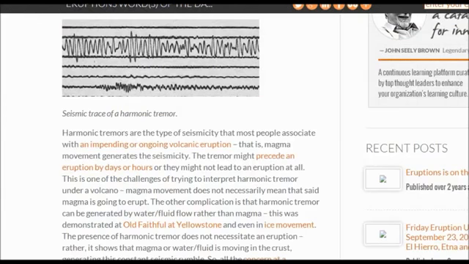Harmonic tremors are the type of seismicity that most people associate with an impending or ongoing volcanic eruption. That is, magma movement generates the seismicity. The tremor might precede an eruption by days or hours, or they might not lead to an eruption at all. This is one of the challenges of trying to interpret harmonic tremor under a volcano. Magma movement does not necessarily mean that said magma is going to erupt. The other complication is that harmonic tremor can be generated by water fluid flow rather than magma. This was demonstrated at Old Faithful at Yellowstone, and even in ice movement.